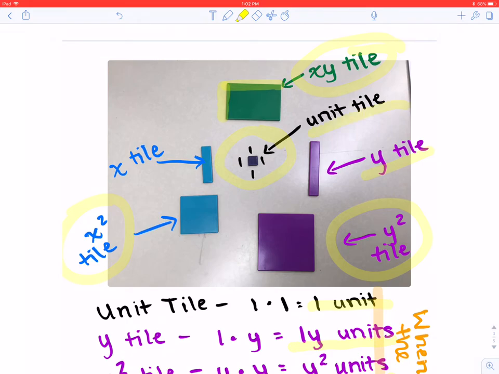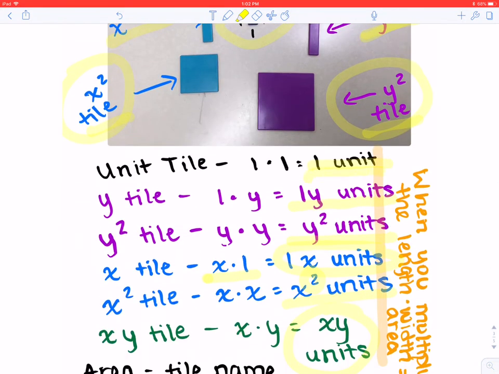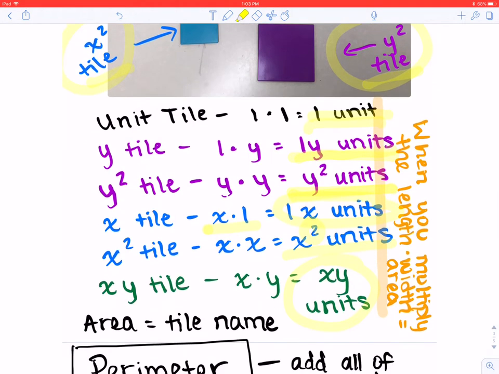So we have our unit tile, our X tile, our X squared tile, our Y tile, Y squared tile, and our XY tile. Their value is 1 unit, X units, X squared units, Y units, Y squared units, and XY units. When you multiply the length times the width, you get the area. The area is the tile's name.